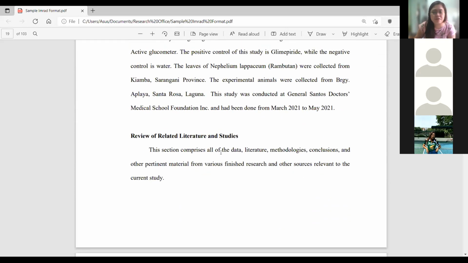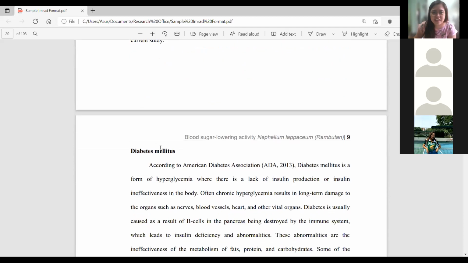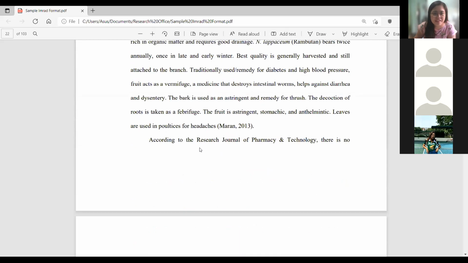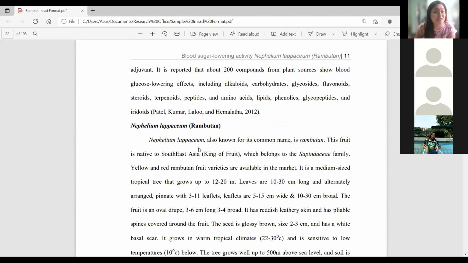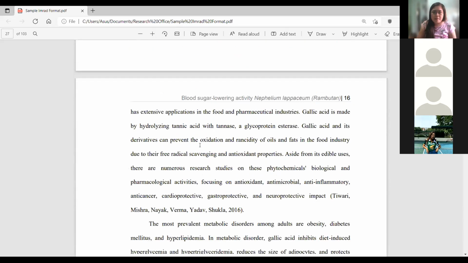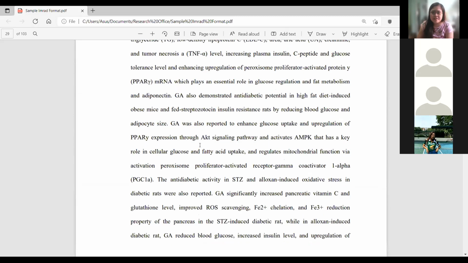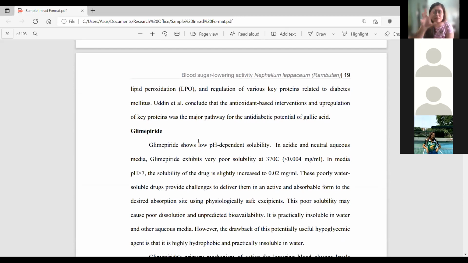But if we look at their review of related literature, class, as you can see, they actually use the thematic strategy. Why thematic? If we look, they have subtopics here. In their RRL, you have diabetes mellitus, and after that, they have the subtopic Nephelium lappaceum, rambutan. They divided the topics they included in the RRL. This one about rambutan is a bit long, by the way. And then they have gallic acid, which is actually responsible for lowering the blood glucose level. That is why they have another subtopic there, and then glimepiride, their positive control. So again, their RRL is divided into different themes or sections.